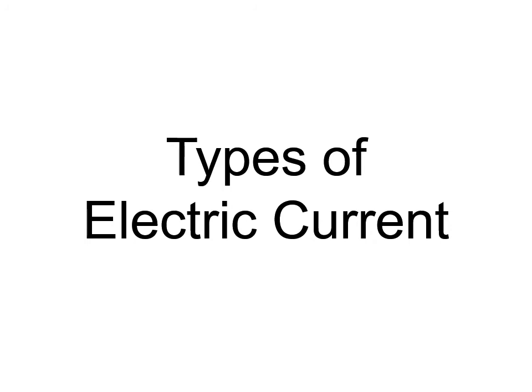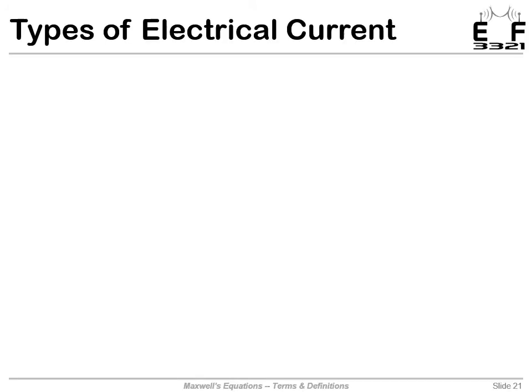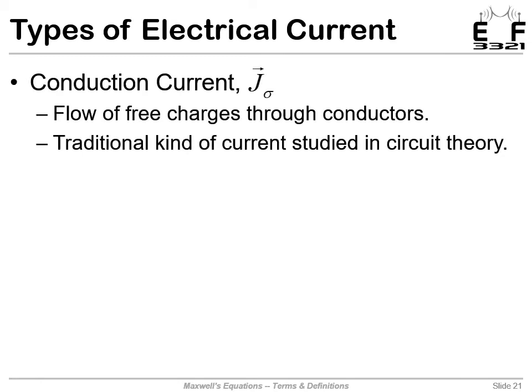Now we need to talk about the types of electric current. There are 3 types of electric current, and each obeys different rules. The first we'll talk about is the conduction current. This is the flow of free charges through conductors. This is what we're used to from circuit theory. When we talk about electricity or electrical currents, normally we're talking about conduction currents. But there are two other types of current.